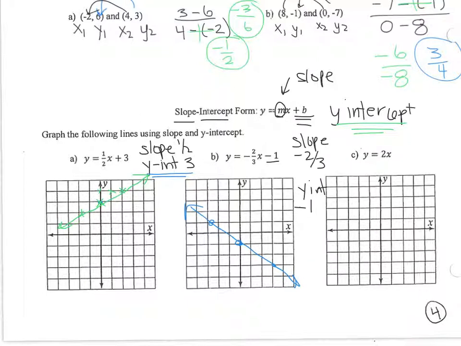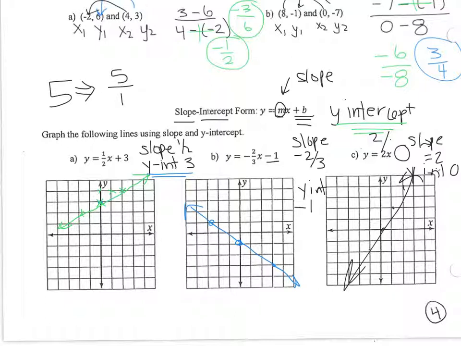And then the last one, the slope is 2, and there's not a y-intercept, so the y-intercept is 0. On the y-axis, you start at 0, and your slope is 2, which is the same thing as 2/1. So you go up 2, right 1, and connect. If you have a whole number like 5, your slope is going to be 5/1. So you're going to go up 5, right 1.